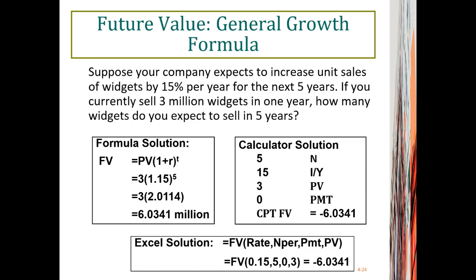So PV here is 3. 3 means 3 million, and R is 15%, the rate of growing, the growth rate, and 5 here is number of years. So the answer would be 6 million. Right. On your calculator, set N equal 5, I/Y equal 15, PV 3, PMT 0, then you compute FV to get exact same answer.